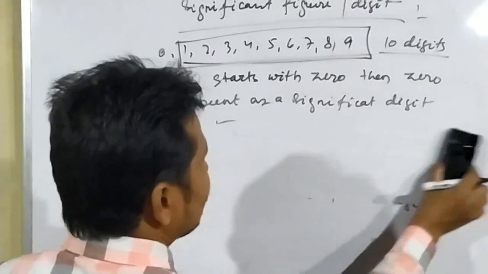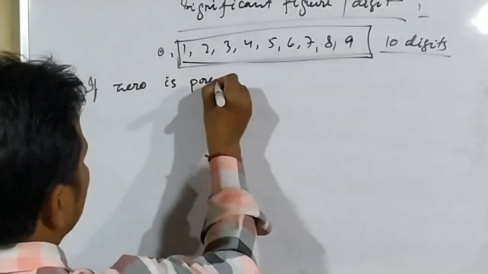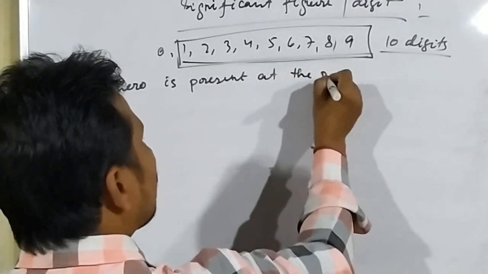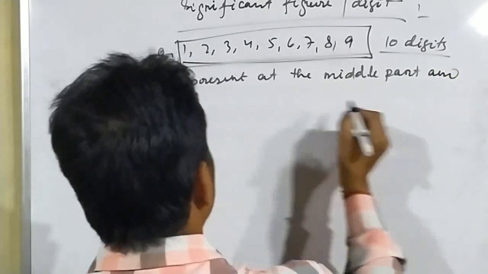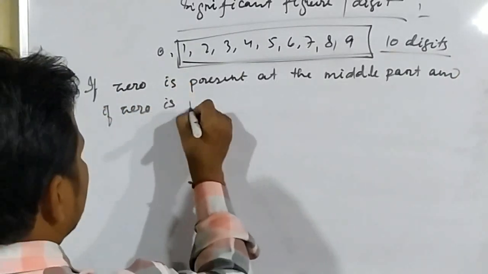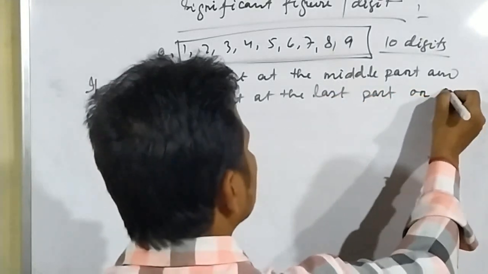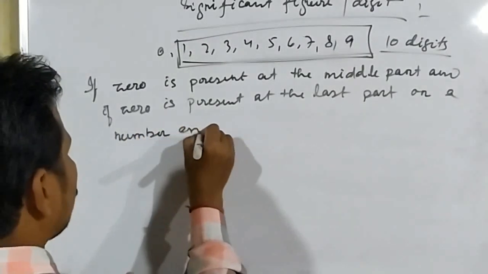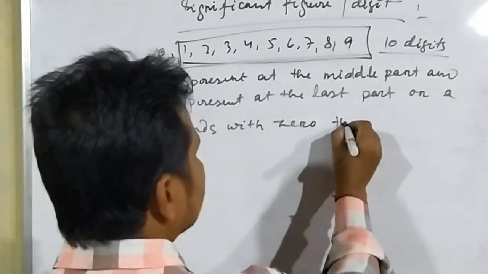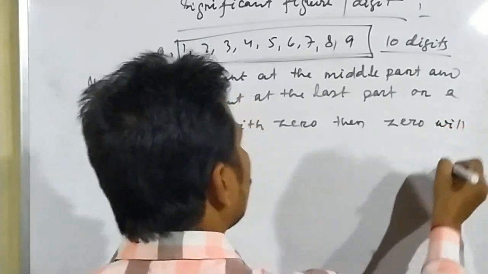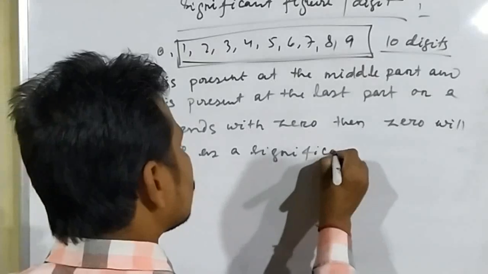Okay, so now we will discuss the second condition. If 0 is present at the middle part, and if 0 is present at the last part, or a number ends with 0, then 0 will be counted as a significant digit.